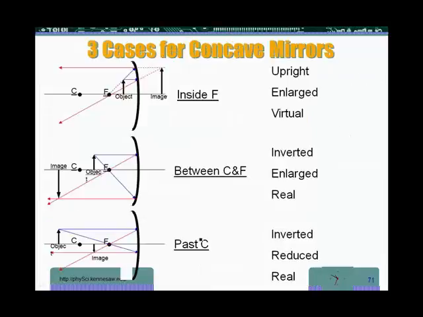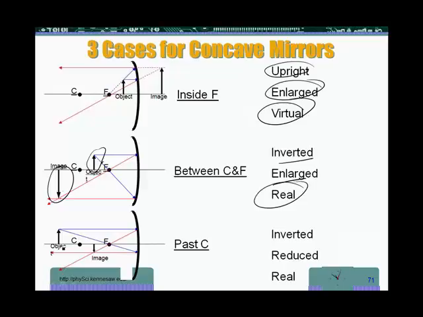Now, just a summary. For concave mirrors, we have three cases. If the object is inside F, then the image is upright, enlarged, and virtual. If it is between the focal length and the center of the mirror, the image is going to be inverted, enlarged, bigger than the object, and real. If the object is past the center of the mirror, the image is again inverted, reduced, and real. These are the three cases for concave mirrors.